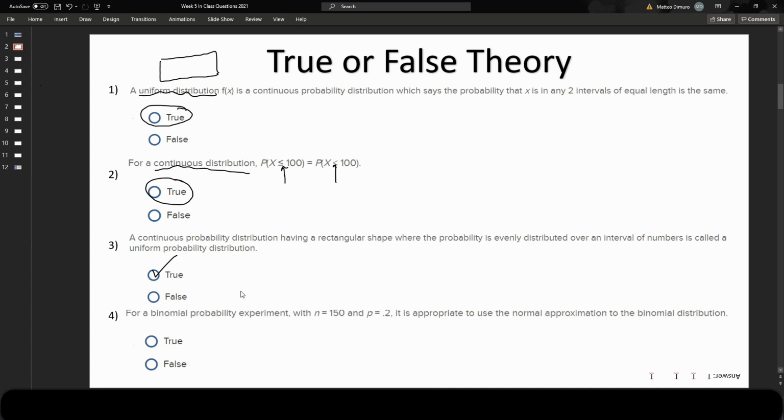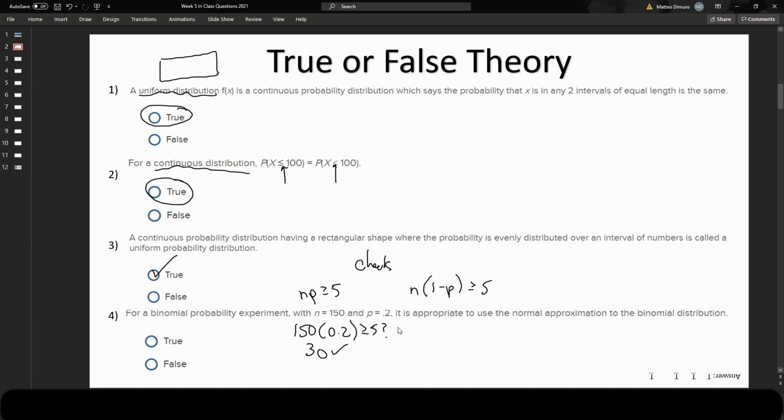That's true. For a binomial probability experiment with n equal 150 and p equals 0.2, it is appropriate to use the normal approximation. Well, if you are going to use the normal approximation, you need to check and make sure that n times p is greater than 5 and that, looking at my formula sheet, n times 1 minus p has to be greater than or equal to 5. So you have to check. Well, let's see. So 150 times 0.2, is that greater than or equal to 5? Well, if you type that in on your calculator, you're going to get 30.